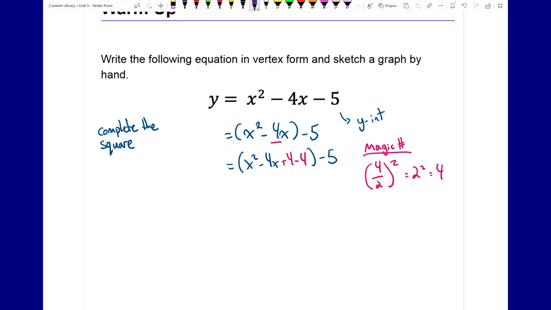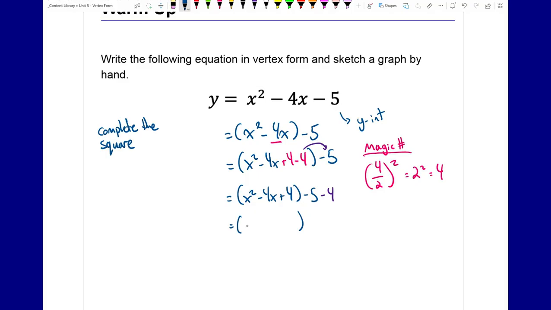So that magic number, I add and subtract it to my bracket. I have to move the negative value outside of the bracket. x squared minus 4x plus 4, minus 5, minus 4. Inside this bracket, it should be a perfect square trinomial, or a perfect square, which is why we input the magic number in the first place.